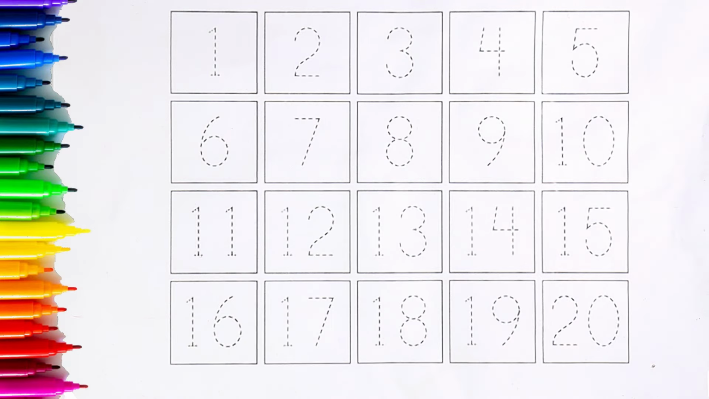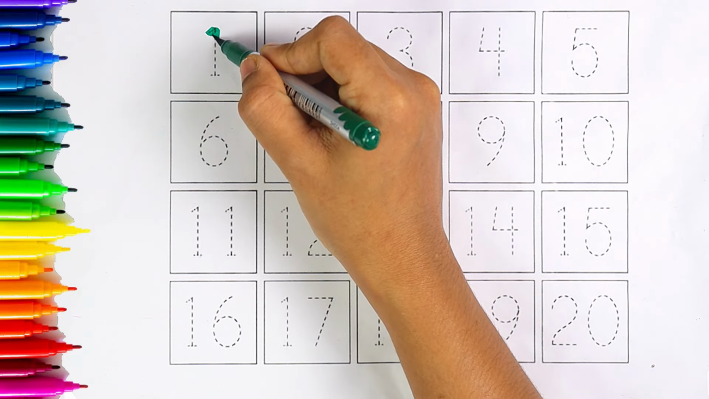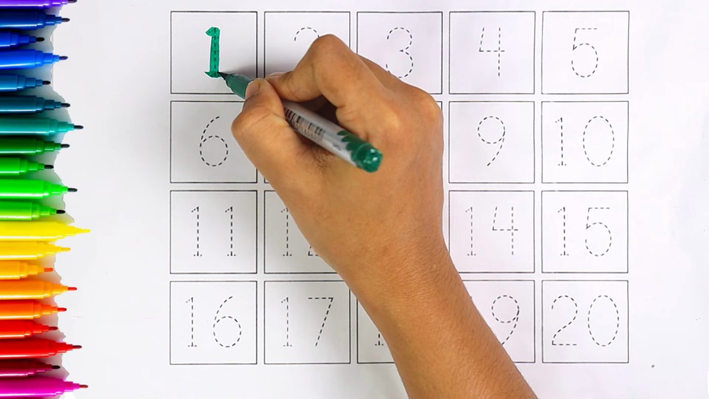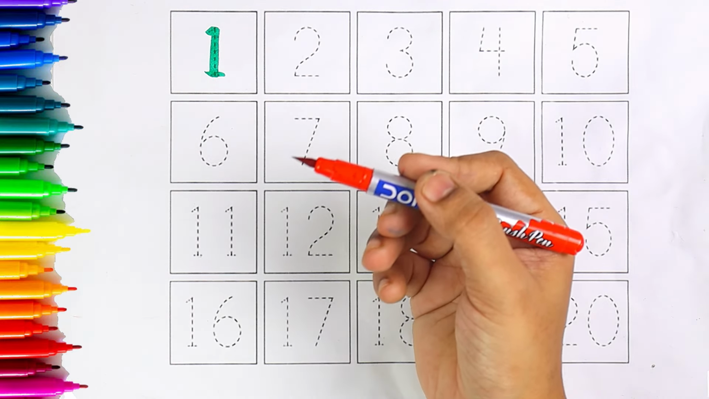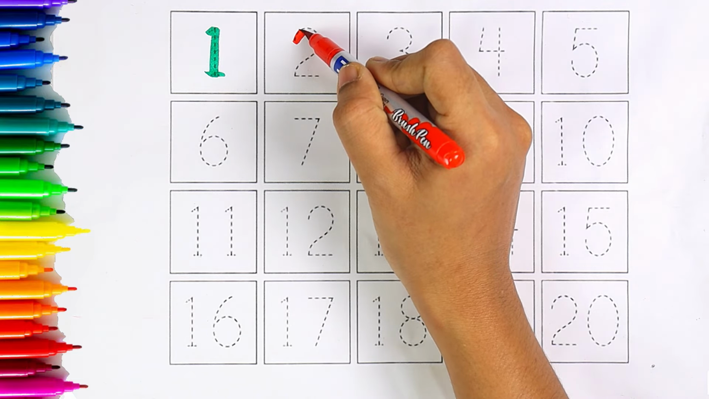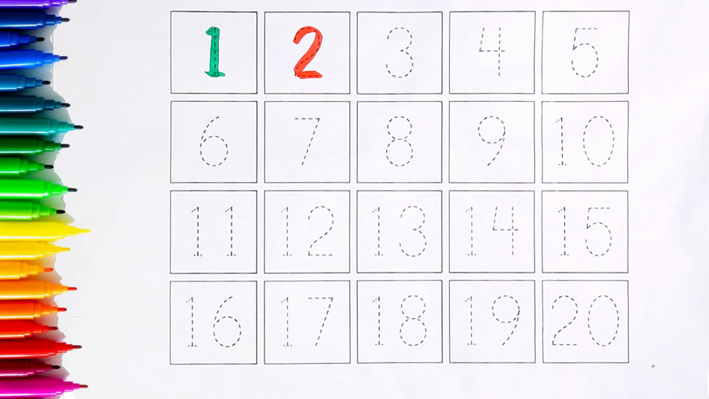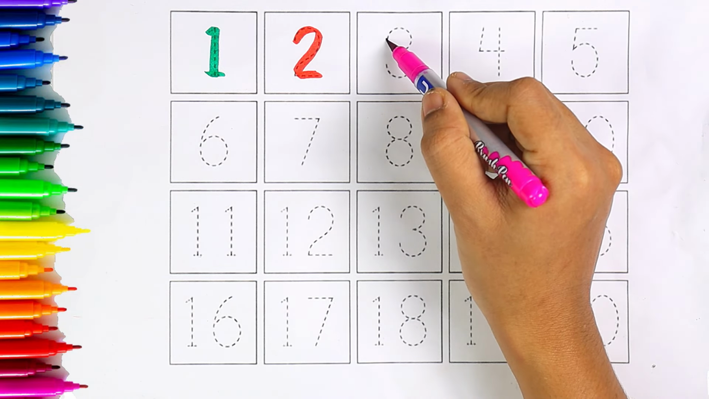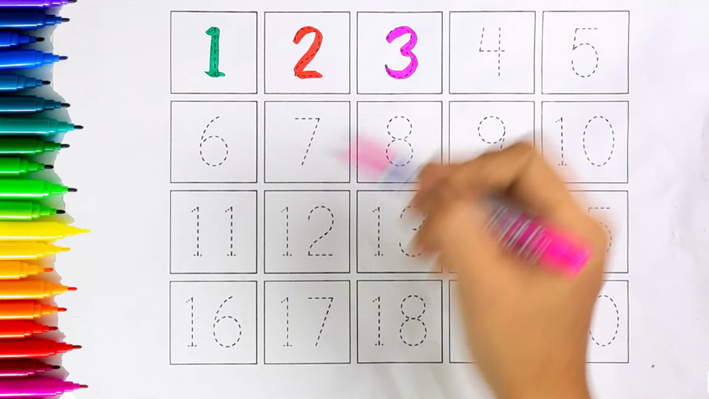Now let's start writing numbers. Let's start with number 1. I am using green color for number 1. Red color, number 2. Number 2. Pink color, number 3. Number 3.